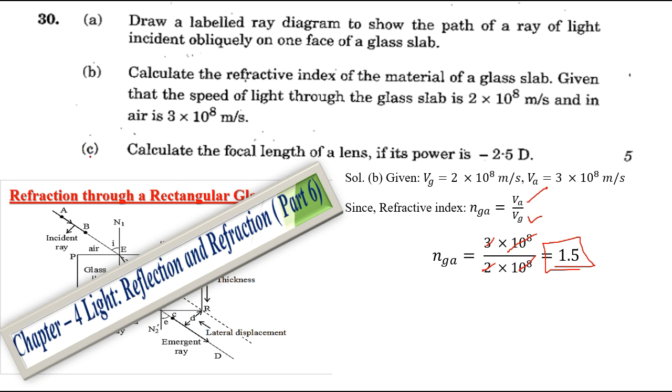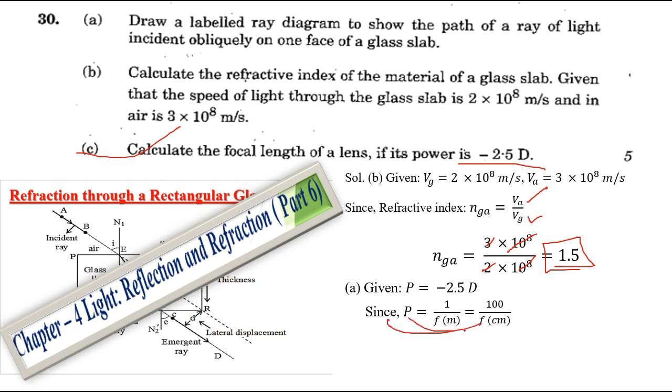Now moving to the next part of this question, it says calculate the focal length of the lens if the power is given as minus 2.5 diopters. First we write whatever is given, that is power is minus 2.5 diopters. We know the formula for power of the lens is P equals 1 by F in meters, or 100 by F in centimeters. So take F here and P here. If you take 1 upon P, it will give you focal length in meters, and if you take 100 upon P, it will give you focal length in centimeters.